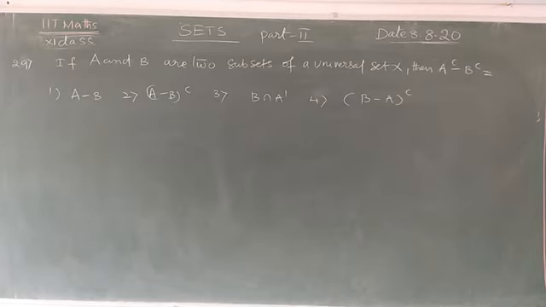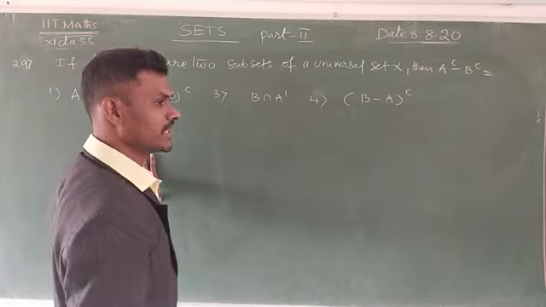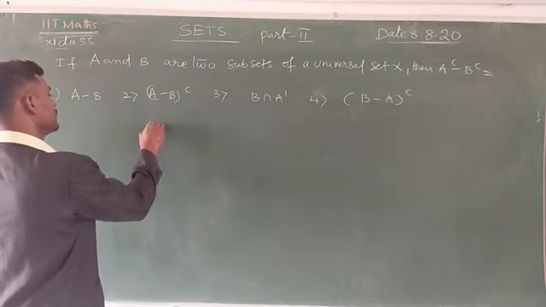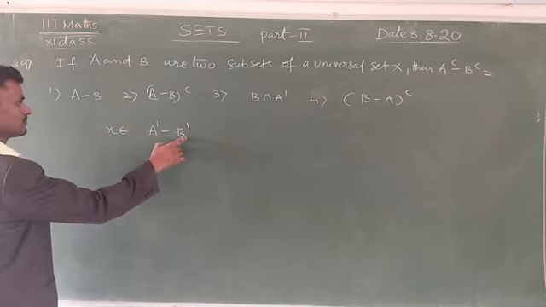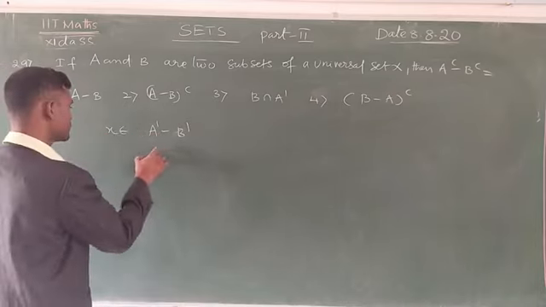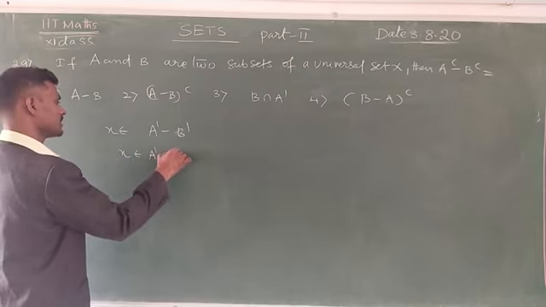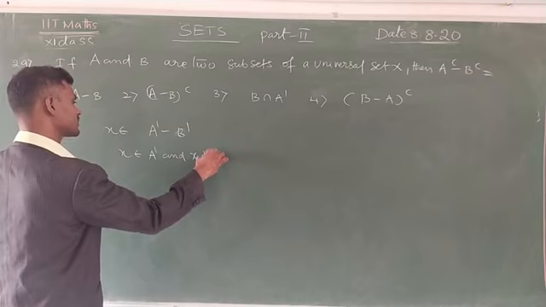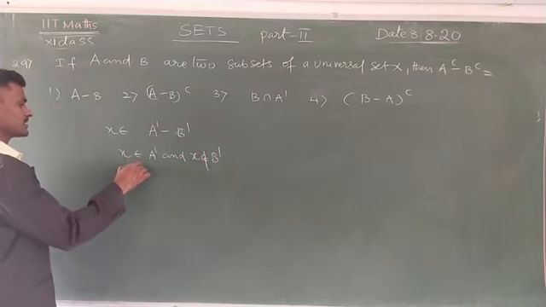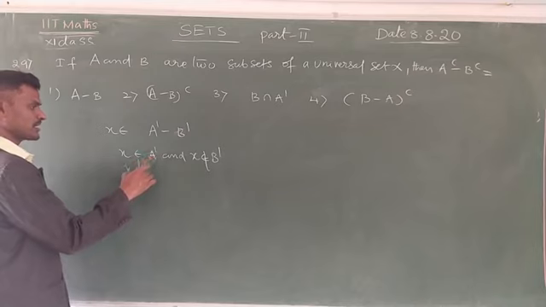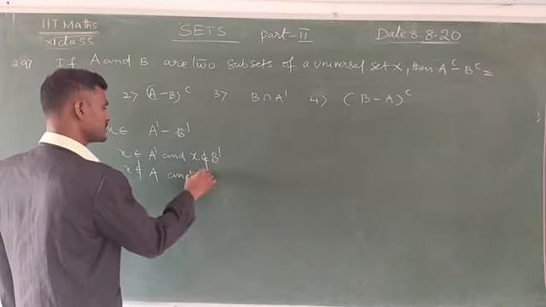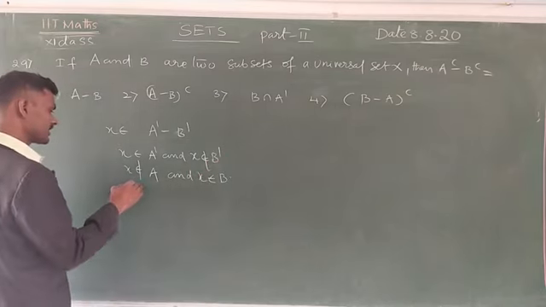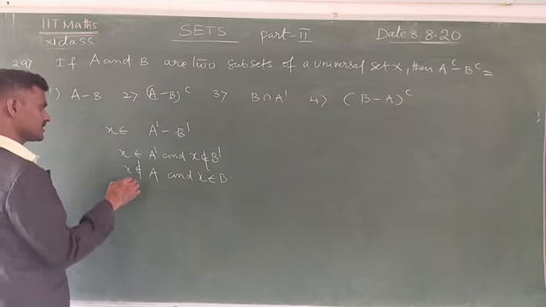Okay, next problem. If A and B are two subsets of a universal set, then A complement minus B complement. See here, A complement minus B complement. Write it in the set builder form. That means x belongs to A dash minus B dash. Now x belongs to A dash and x does not belong to B dash. And x belongs to A dash means x does not belong to A. And x does not belong to B dash means x belongs to B. Now you can write here x says that, here x says that.